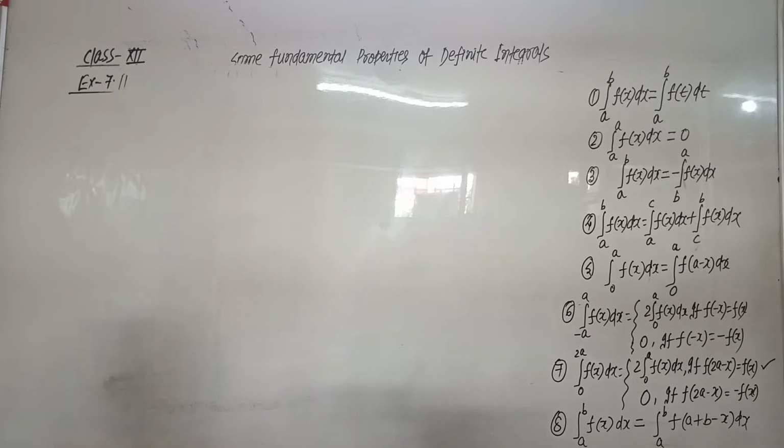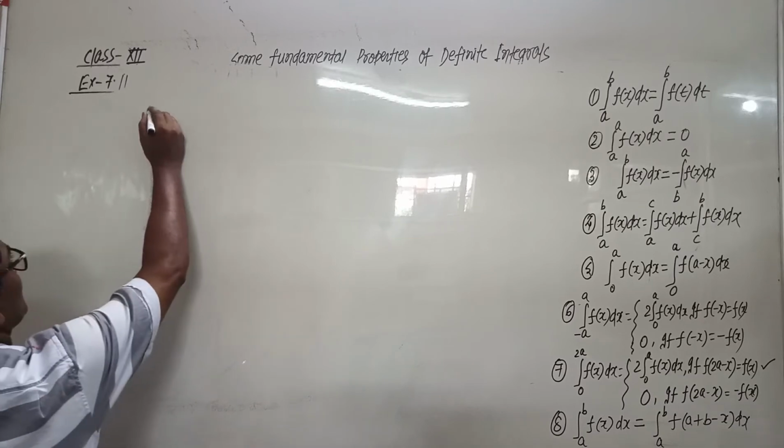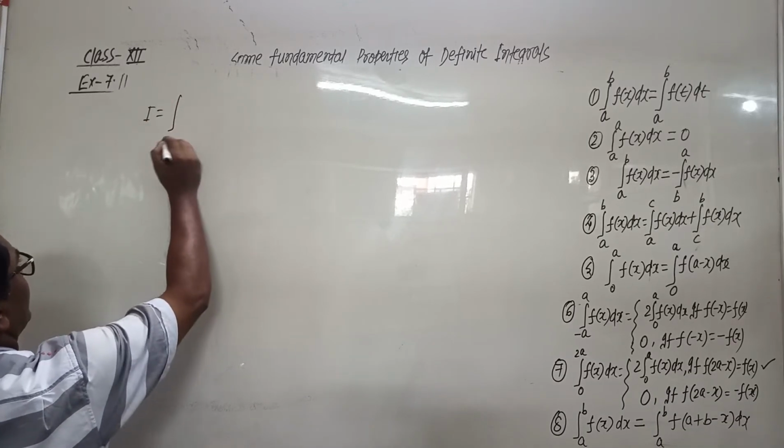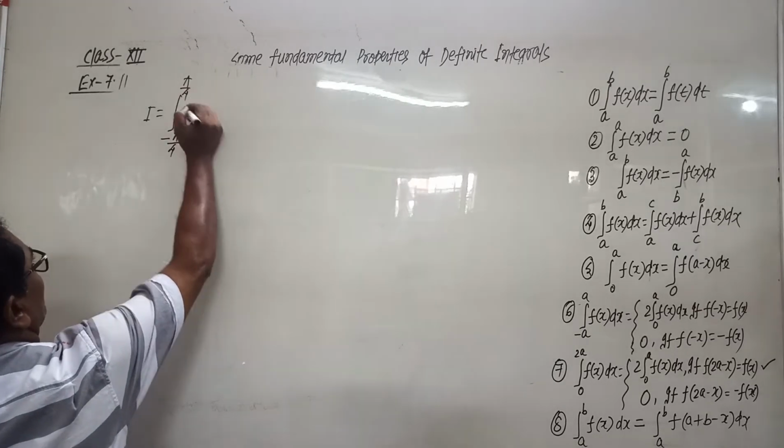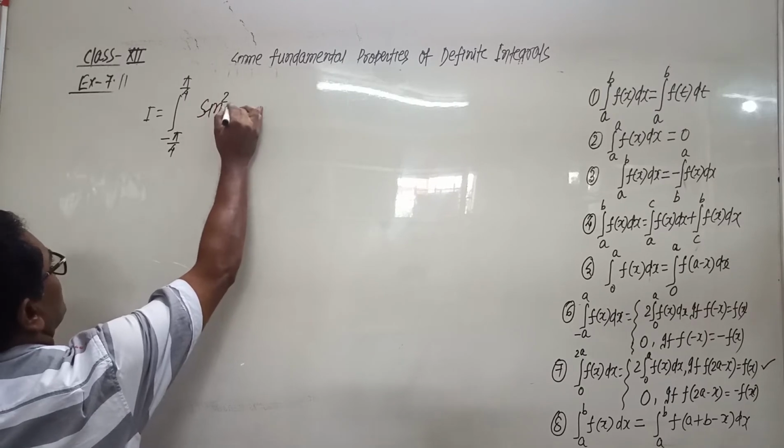We continue exercise 7.11 of definite integration. We are discussing examples. Let us see another example: integration from minus pi by 4 to plus pi by 4 of sine square x.